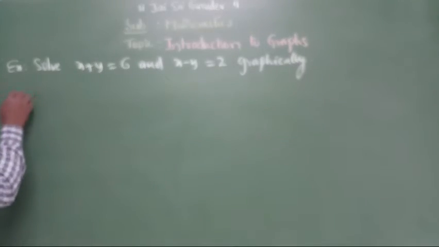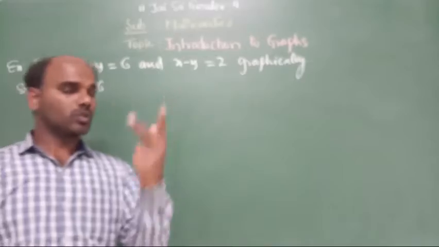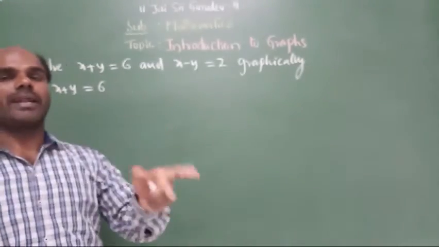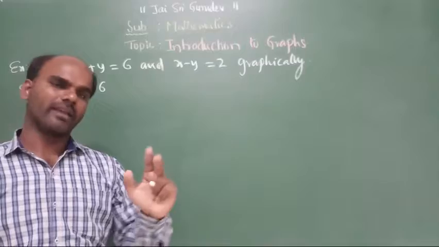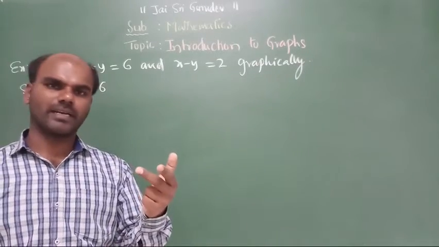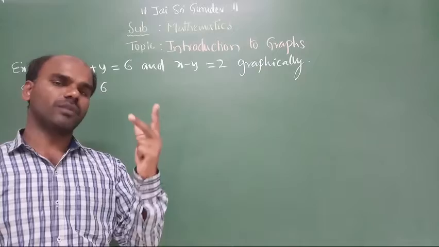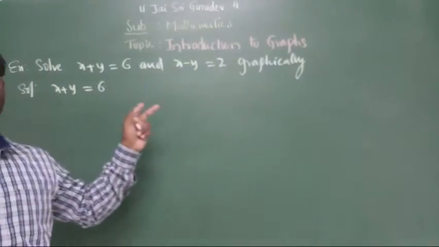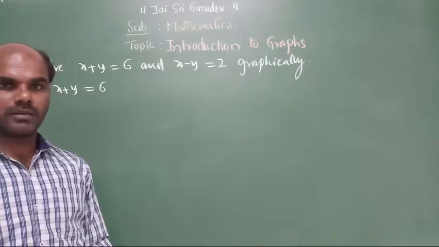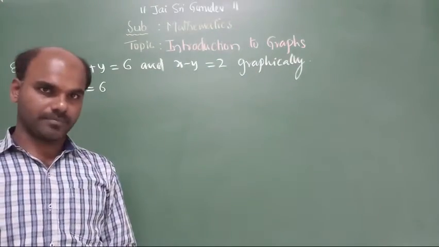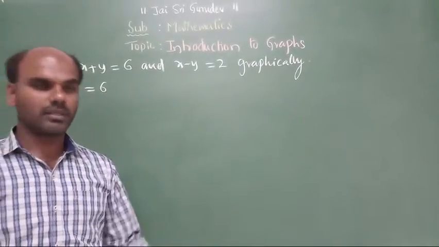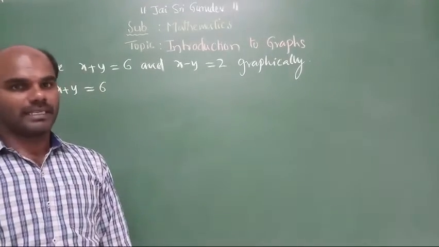The first equation is x plus y equals 6. I am taking 2 points. To draw a graph we require at least 2 points. You can take as many as you want, but at least 2 points are needed to draw the linear graph, which is one straight line. Through one point we cannot draw the linear graph.